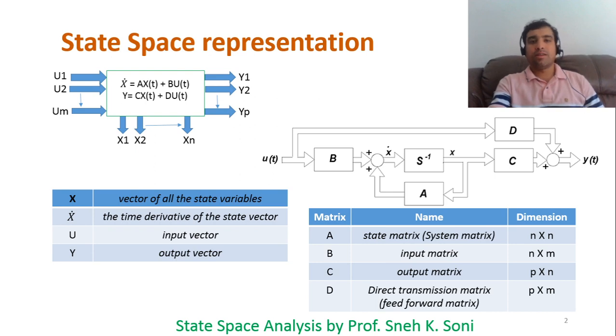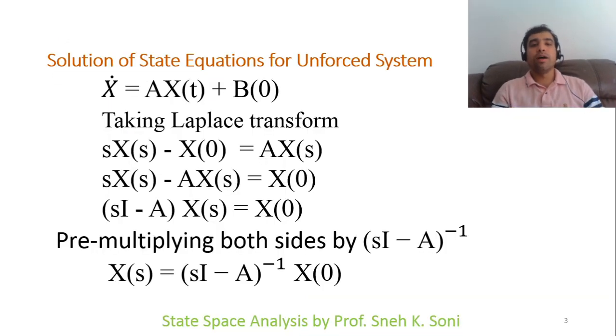After understanding these fundamentals, we are moving ahead. We first consider the state equations for an unforced system. Unforced system means my input is zero. So with zero input, in my state variable equation x dot is equal to Ax(t) plus Bu(t), u(t) will be zero. My resultant equation will be x dot is equal to Ax(t) plus B into zero.